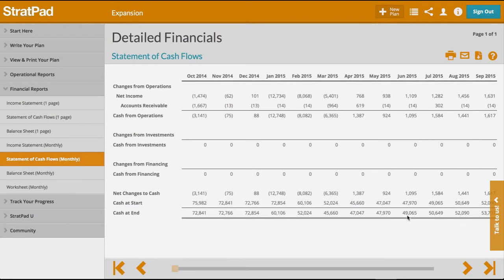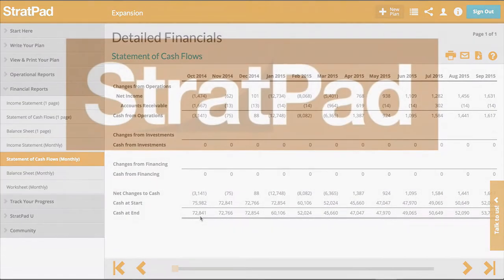Whatever it is, set it here, and then the financial reports, in particular the statement of cash flows at the bottom line, that will give you a more accurate reflection of how much cash you will have at the end of each month. Take a few seconds now to go into your plan and set your accounts receivable days to the appropriate number.